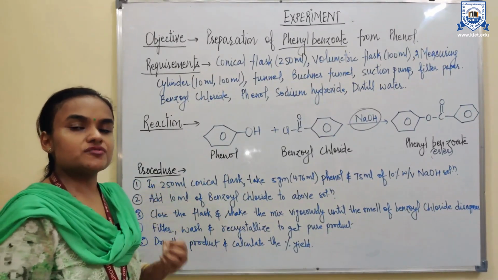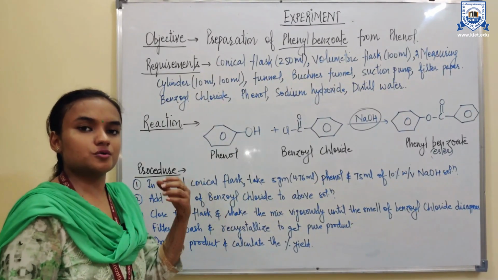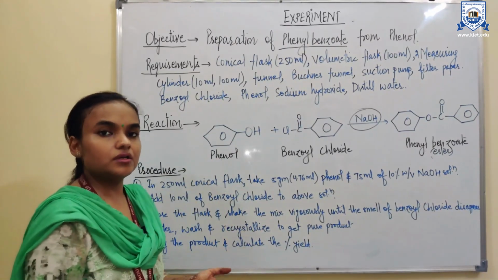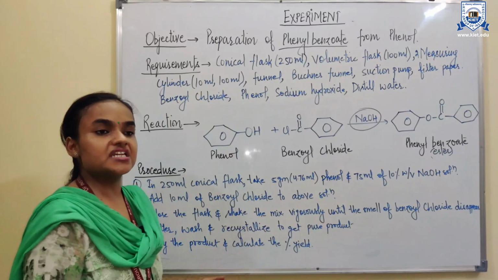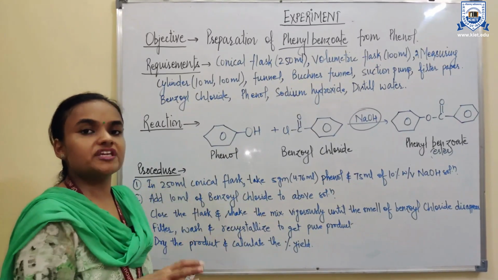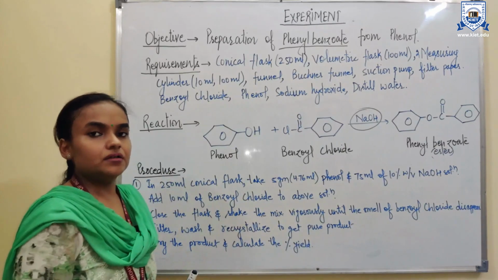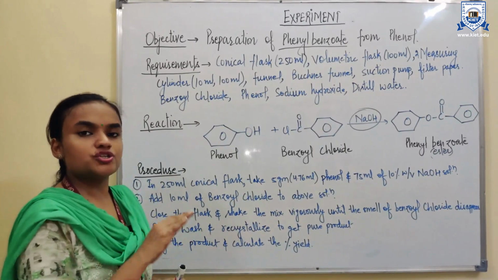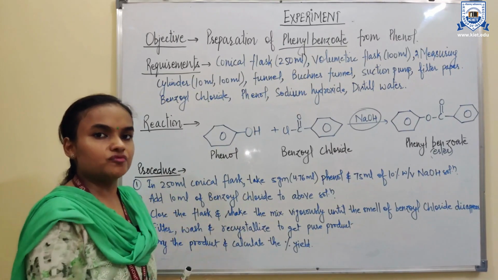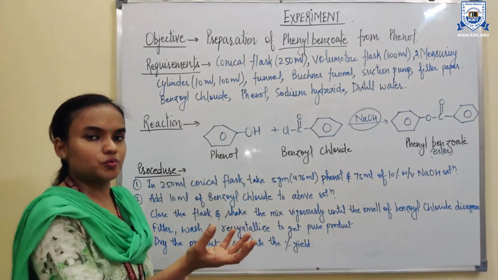After completion of this washing, the obtained product undergoes recrystallization. In the recrystallization, we use ethanol. The basic aim of the recrystallization is to get the pure product. The product is dissolved in ethanol by heating. After heating, allow the solution to cool down, so the impurities which are soluble in ethanol get removed and we get the pure product.